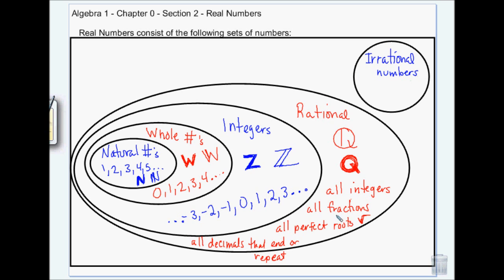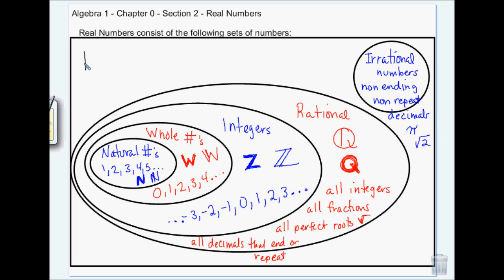And they don't fit into this doll. Like, they don't fit inside of any of these. With irrational numbers, you get non-ending or non-terminating and non-repeating decimals. So like pi. You also get non-perfect square roots, like the square root of 2. 2 is not a perfect square, so you get an irrational answer if you take the square root of 2, because it's a non-ending, non-repeating decimal.